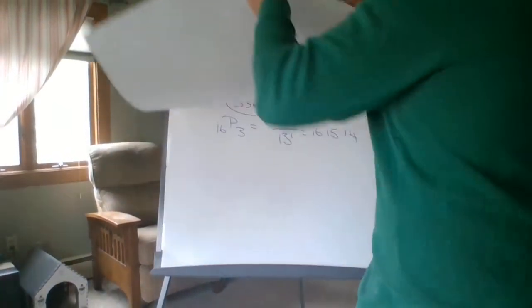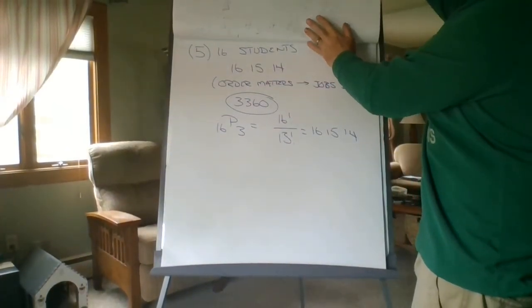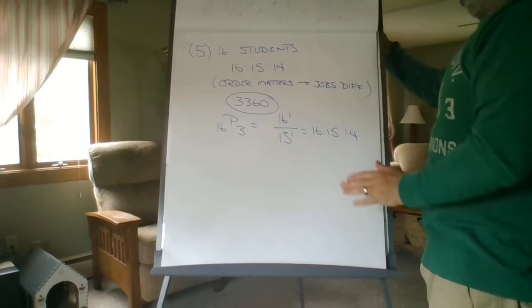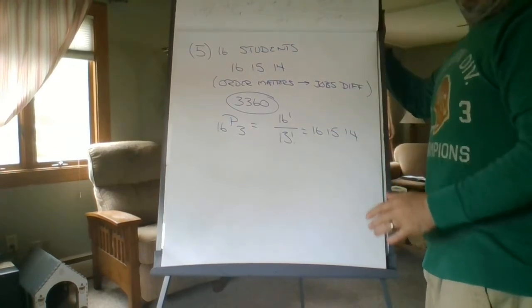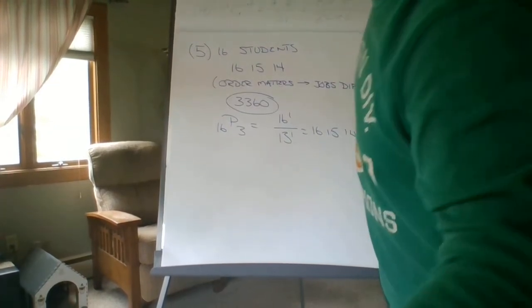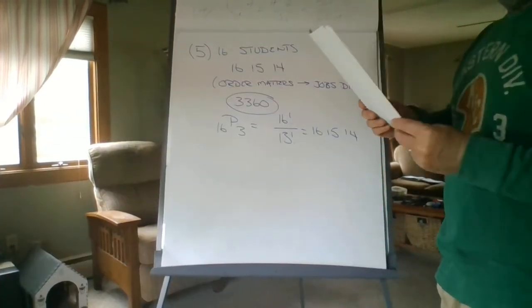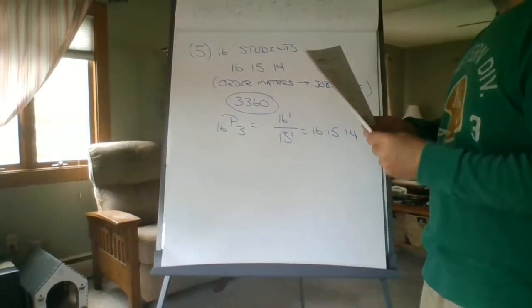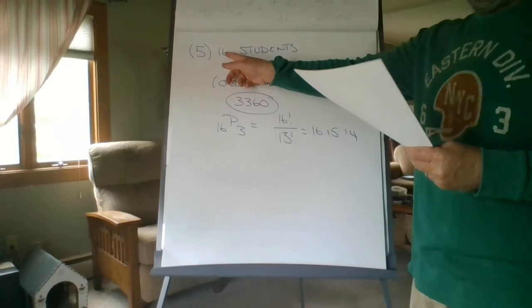Now, the last one. All right. Number 5, the teacher wants to choose 1 student to take attendance, 1 to hand out papers, and 1 to collect homework. So there's 16 students total.